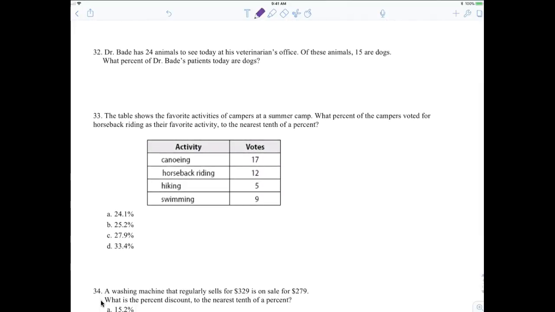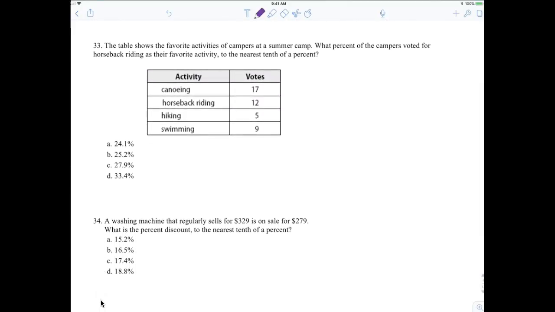All right, so let's take a look at 33 now. All right, everybody take a look at 33. The table shows the favorite activities. So how many people like horseback riding, which is very similar to the other problems. Julian, what do I have to do for this one? How many people like horseback riding? 12 people. Now, it's out of how many people though? It's out of... Count it up.